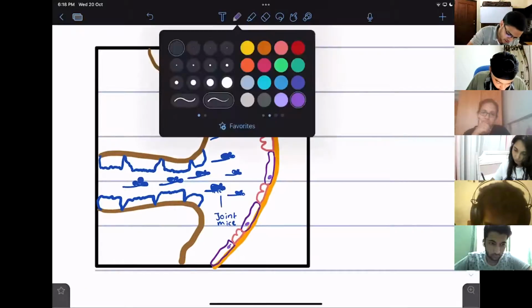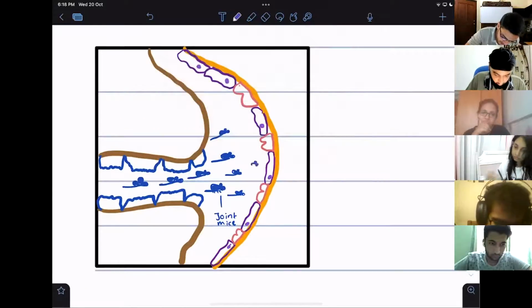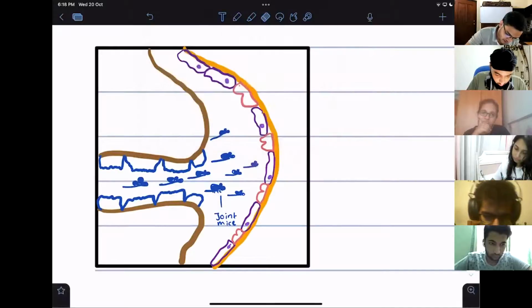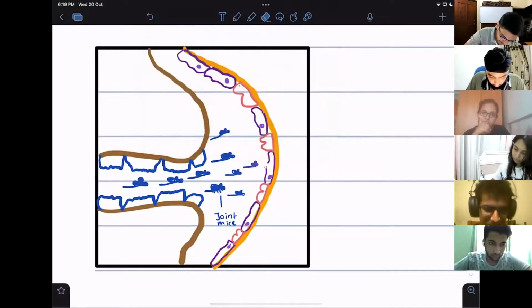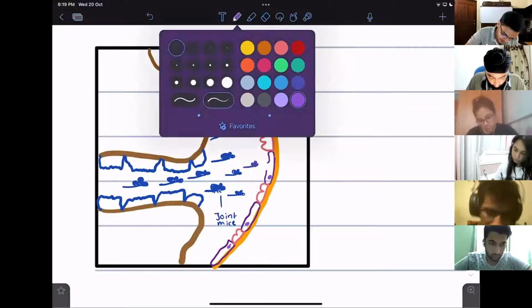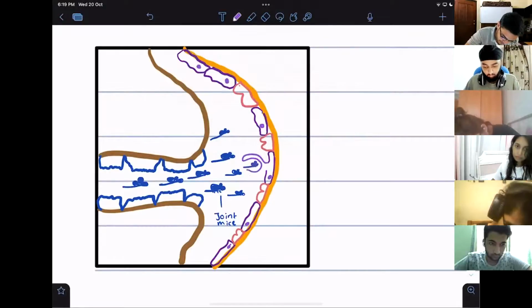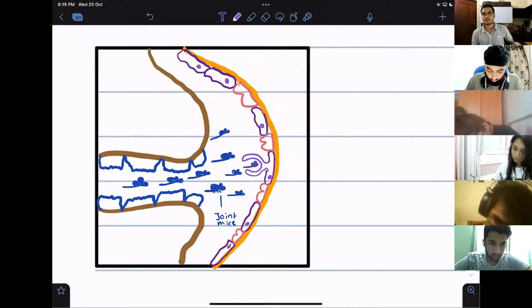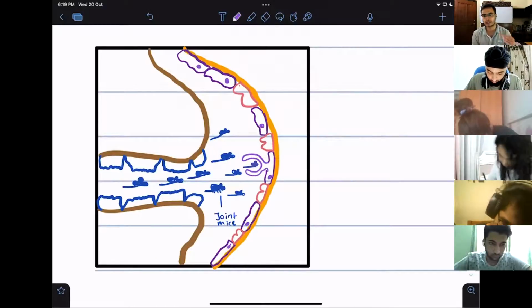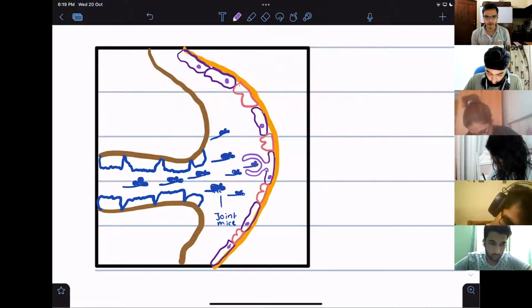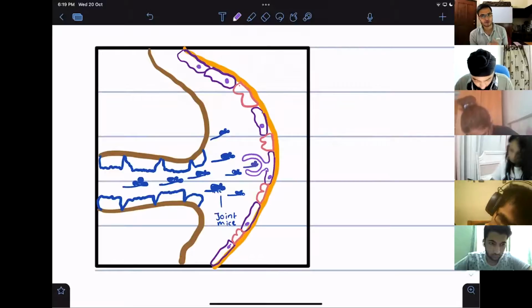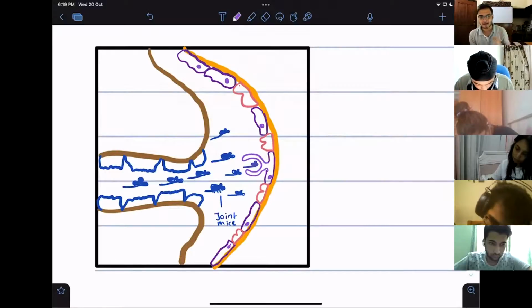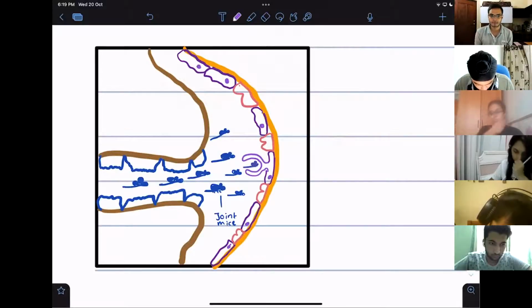What they can do is, when these joint mice are here, they will take some of these joint mice up. They will engulf them. It's like a phagocytic procedure, right? They will take this up in an attempt to clear, because they always want to keep the synovial fluid clear of any debris. So these type B synoviocytes engulf these joint mice.